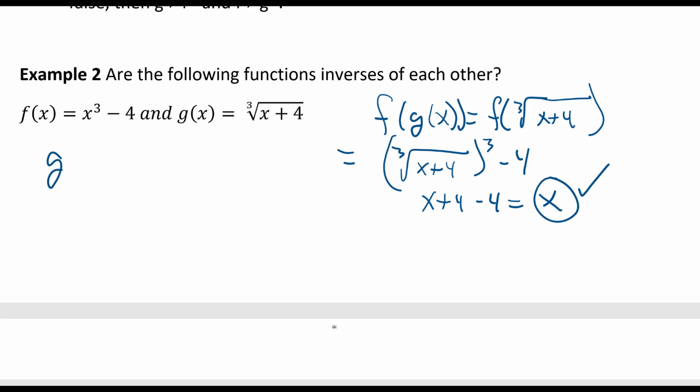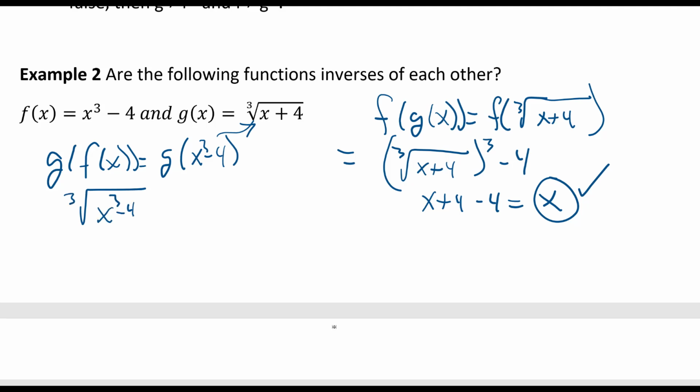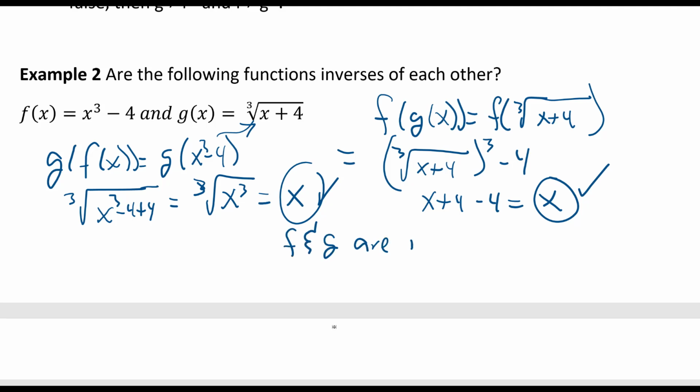Now let's look at g of f of x. That's going to be g of x cubed minus 4. That's what's going to go inside the x there. So we have the cube root of x cubed minus 4 plus 4. So the 4's subtract out, we have the cube root of x cubed, which is just x. So that works as well. So f and g are inverses of each other.